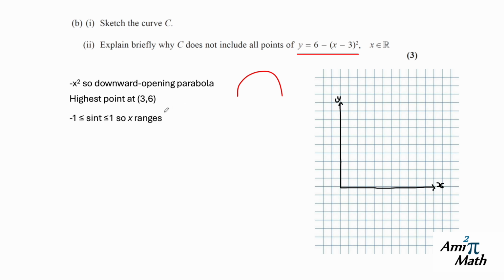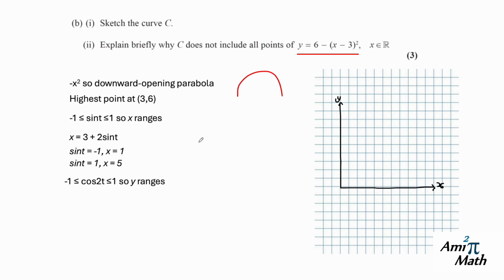And the range of sine t is minus 1 to 1. So all we need to do to find out the ranges of x is we do x equals 3 plus 2 sine t from the last question, and then we sub in these values of sine t. So for sine t equals minus 1, which is the lower limit, x equals 1. And we can see this from 3 plus 2 times minus 1, which gives us 1. And when sine t equals 1, x equals 5, as it is 3 plus 2 times 1.